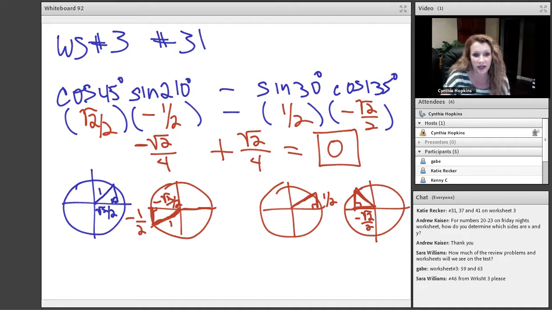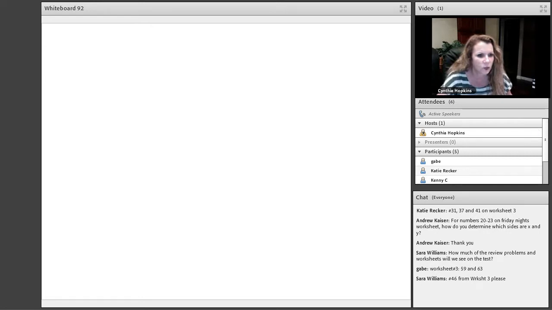Now that seems like a whole lot of work to end up getting 0, but no matter what the answer is, you need to show your work, do each individual part. This is a 4-question problem actually, and then doing the arithmetic to get a final answer of 0. All right, Katie, there is your answer. Okay, number 37 on the same worksheet.